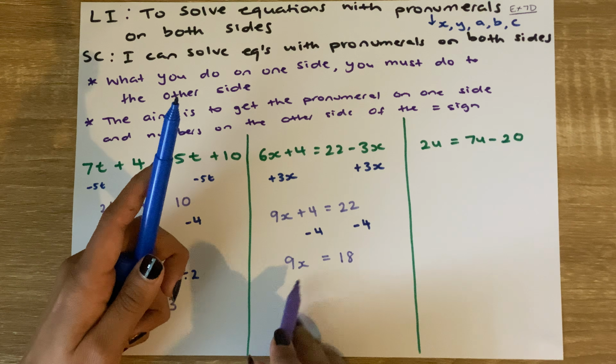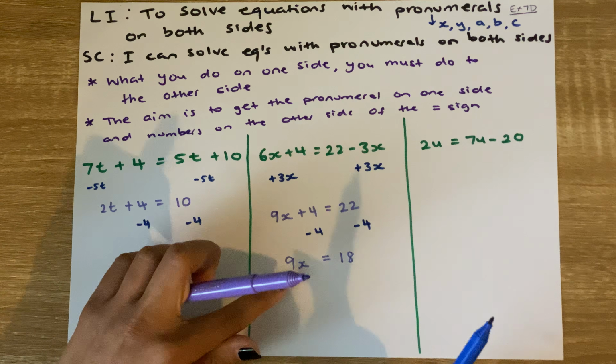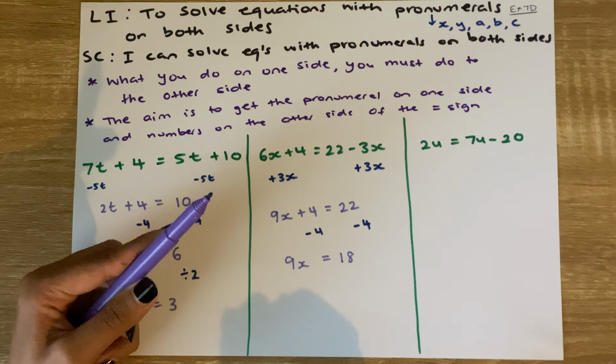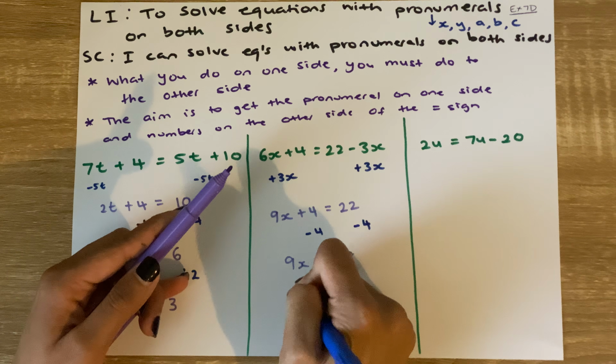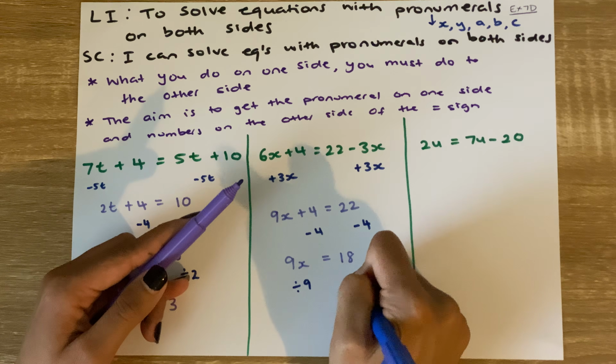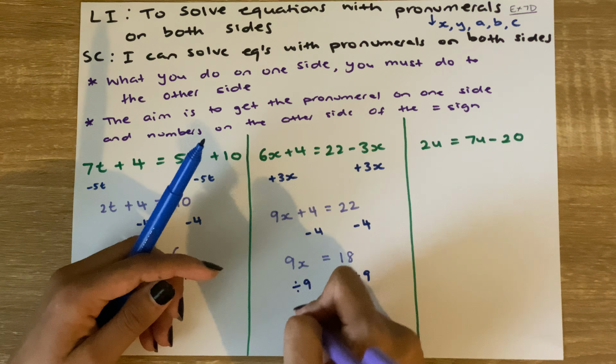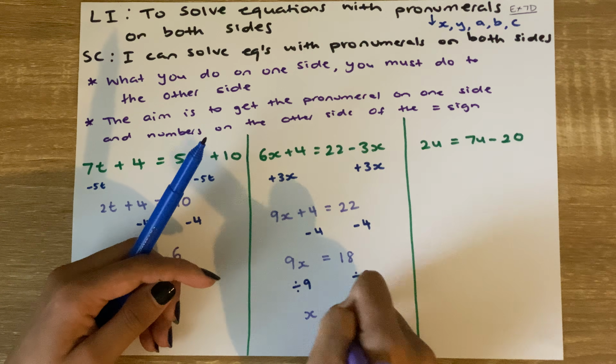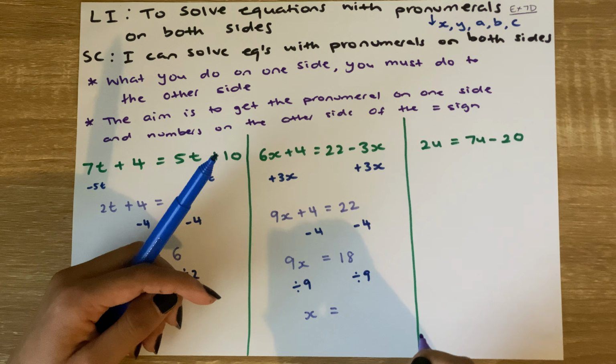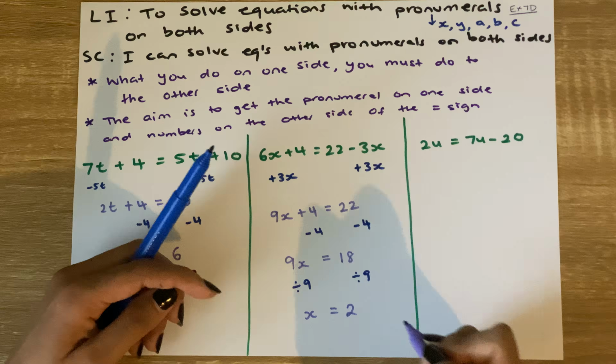All right, and now I've got to get rid of my 9. Remember, these two are multiplying. The opposite of multiplying is dividing. So I'm now going to divide both sides by 9. Divide by 9, divide by 9. 9 divided by 9 is 1, so we're left with 1x, or x on its own. 18 divided by 9 is 2. So that means our answer is 2.